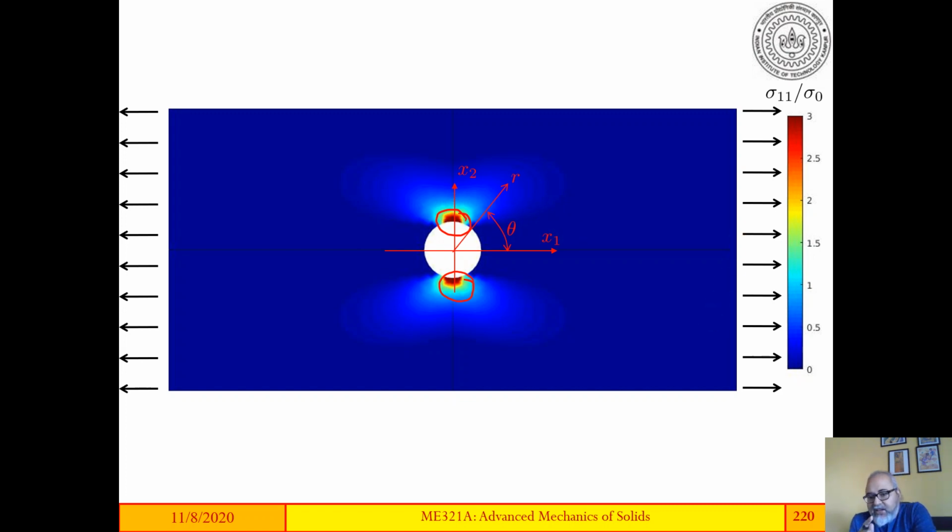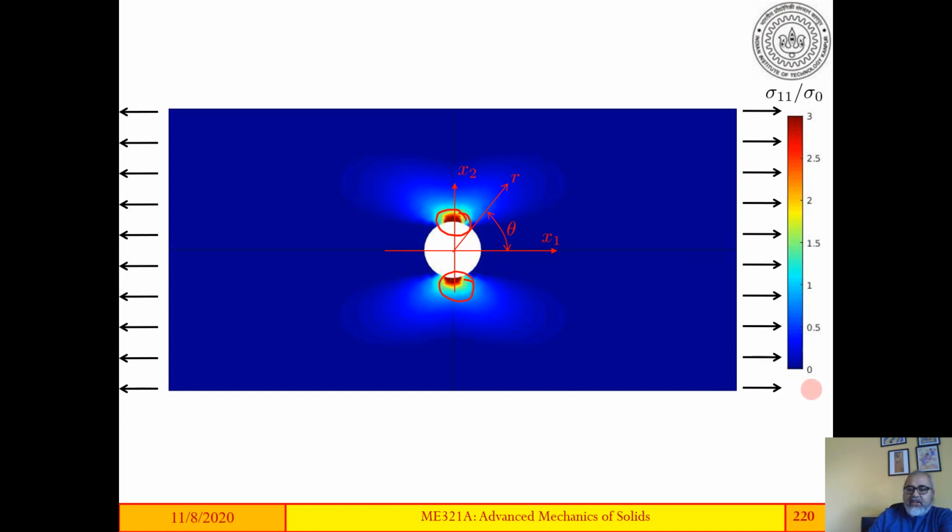The funny thing is that the stress concentration factor, that is 3, is not dependent on the size of the void. So no matter what the void is, as long as the plate is very large compared to the size of the void, size does not matter. You always get a stress concentration factor of 3 at the equator. This is a very important problem. This is a very important result actually.